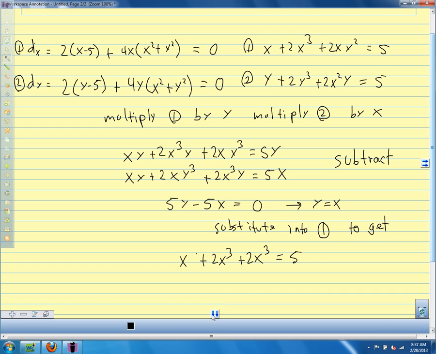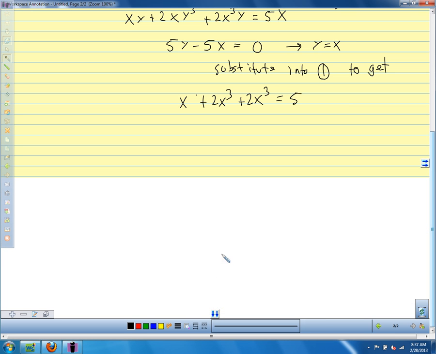I'm going to combine these terms and factor. So I get x times 4x squared plus 1 equals 5. Anybody see what the solution here is going to be? x equals 1. So we can say by inspection x equals 1.